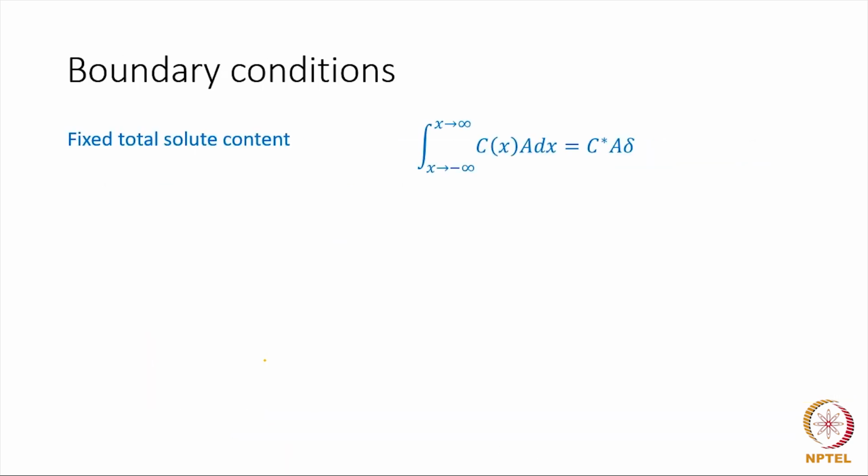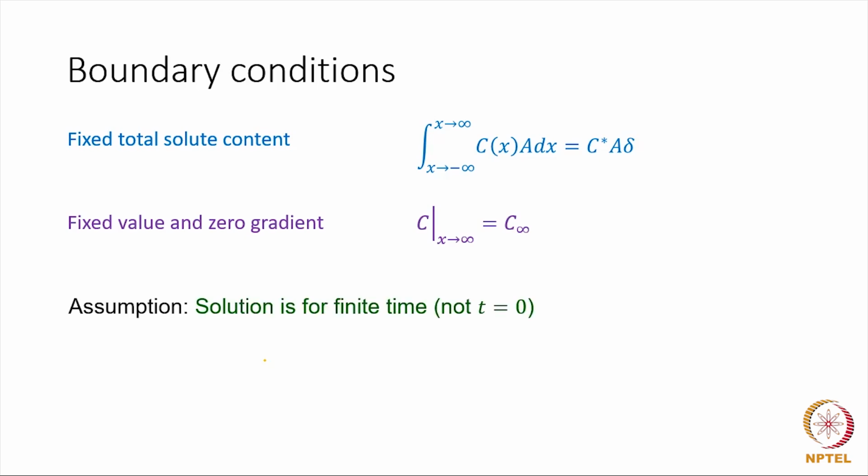So which means that your boundary condition is going to be written as follows. From -infinity to +infinity, the integration of the composition profile is going to give you C star into delta, and A is a cross-sectional area. So now this is a very different kind of a boundary condition. And the other condition is that at x is equal to infinity, the composition is C infinity.